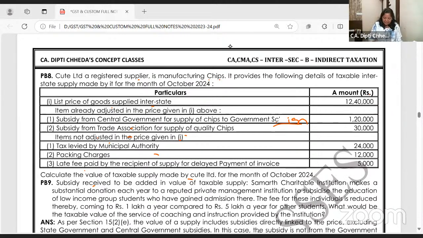No, just right. The tricky part is the central government subsidy. It's already adjusted. Adjusted means the subsidy has already been removed. But for the central government, if it is already adjusted and removed, no problem. Private subsidy from some association, if they have already adjusted it, meaning removed, so what do we need to do?